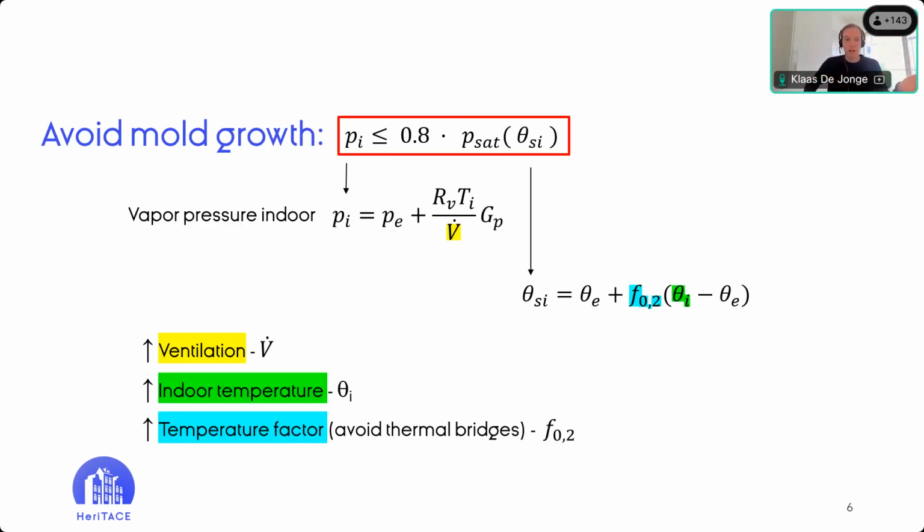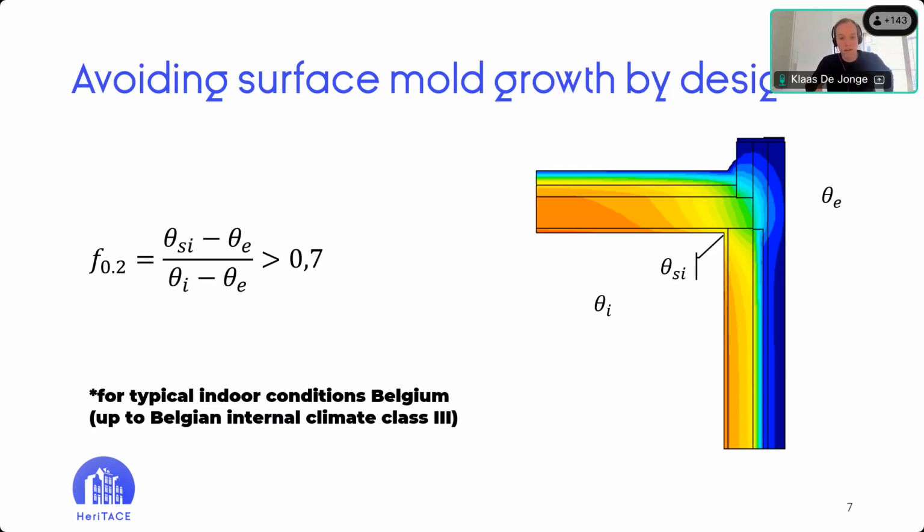This last approach in Belgium is kind of the standard, because it is common practice, and how architects, for instance, design buildings, is to have thermal bridges with a temperature factor, which is the formula on the slide, of above 0.7. This is based on research on typical indoor conditions in Belgium and typical ventilation rates, and then we define a relatively high internal climate class, number 3. Based on all of that combined, we decided that if our thermal bridges are above 0.7, we expect things to be fine.